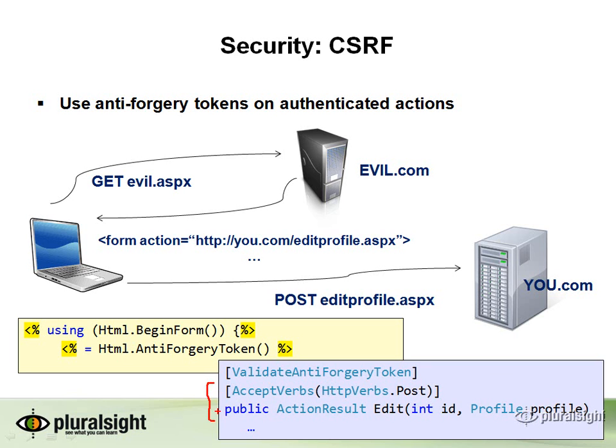What ASP.NET will do is generate a cryptographically strong token and embed that in the form that goes out to the user. That way, when they actually post it, ASP.NET can validate it and ensure that that form was actually something that was created by my application. This anti-forgery token wouldn't be able to be created by the malicious user.